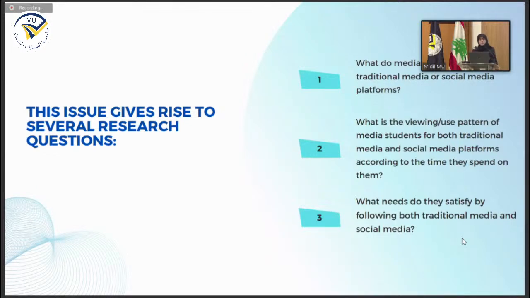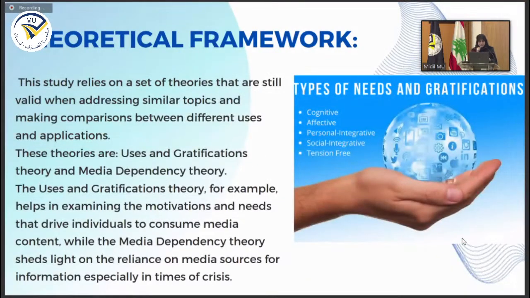Traditional media or social media? Two, what is the viewing or use pattern of media students for both traditional media and social media platforms? Here, according to the time they spend on them. And number three, what needs do they satisfy by following both traditional media and social media?